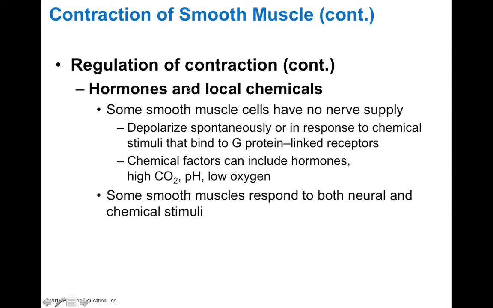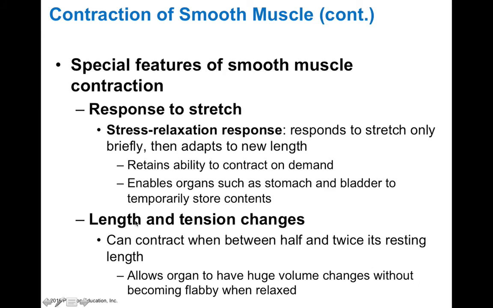So we also have hormones and other local chemicals that can interact with smooth muscle cells, and these can cause smooth muscle to depolarize in a way that allows for muscles to contract. But smooth muscle cells can also respond to factors like hormones, carbon dioxide content, pH, as well as low oxygen levels. And this makes smooth muscle more dynamic than, let's say, cardiac and skeletal because it can respond to a variety of different stimuli. Now, smooth muscles can respond to both neural and chemical stimuli, which kind of aids in the dynamic capability.